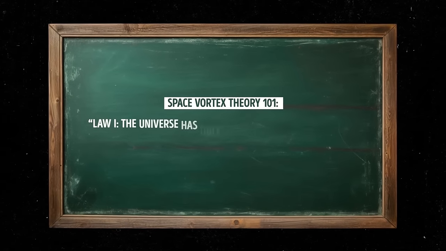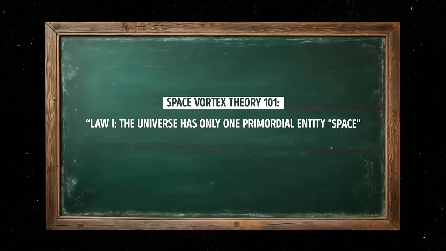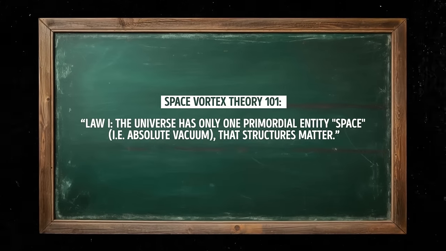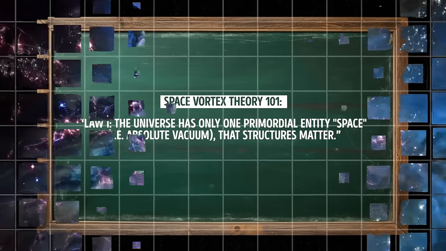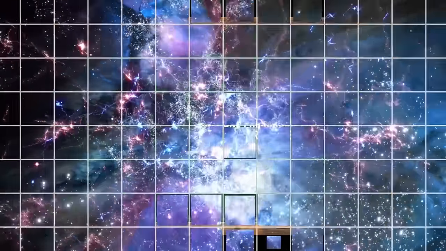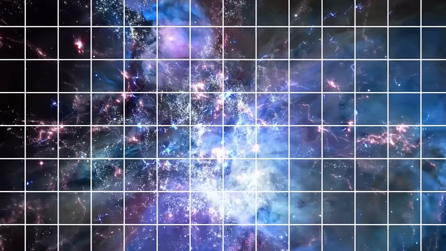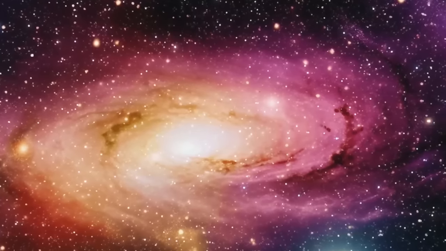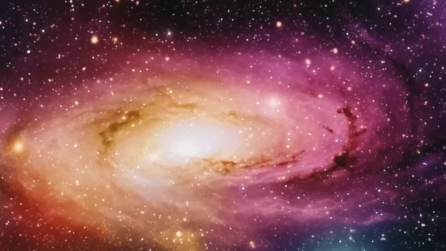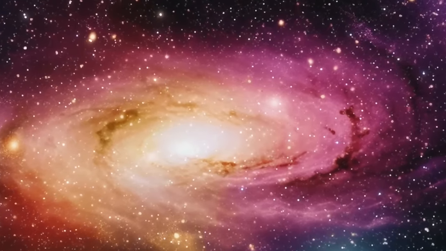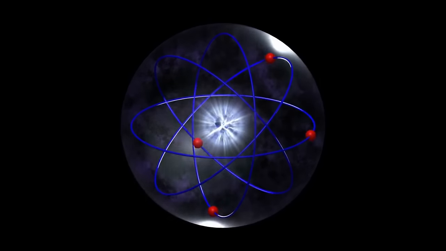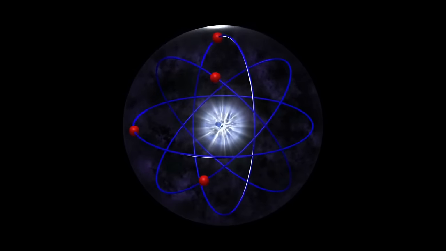Law 1. The universe has only one primordial entity, space, i.e. absolute vacuum, that structures matter. This law states that space is the fundamental building block of the universe and that it's responsible for structuring matter. It suggests that space is the fundamental entity that creates and maintains the structure of matter, and that all matter in the universe is made up of the same fundamental particles, like electrons and positrons.